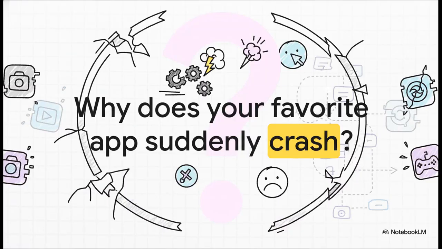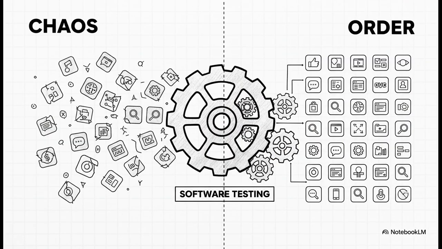We have all been there. You're right in the middle of doing something important, or maybe you're just scrolling, and boom, your app freezes up, it glitches, or it just completely disappears. It is so frustrating, right? Well, there's a reason that happens. And the answer to stopping that chaos? Well, it lies in this super careful, often totally invisible process. Think of it like a gatekeeper, the thing that turns a brilliant idea into a piece of software you can actually depend on. And that whole process is software testing.